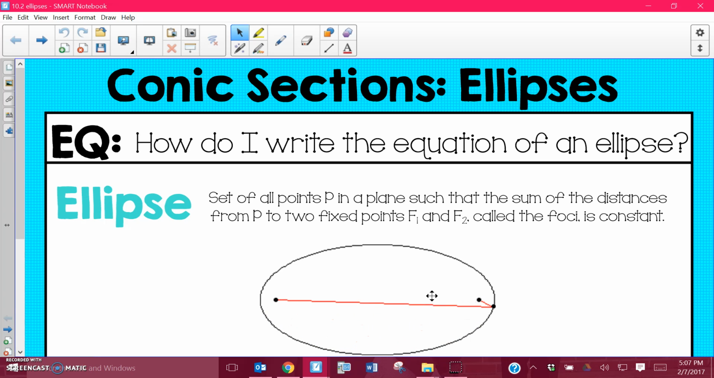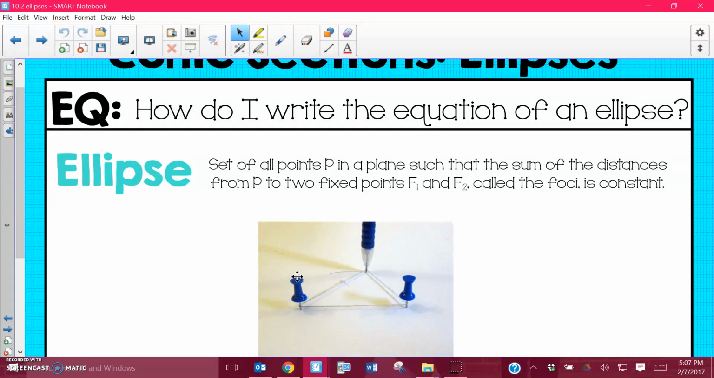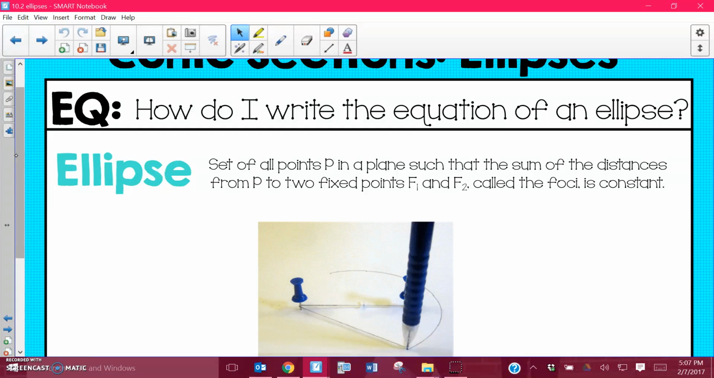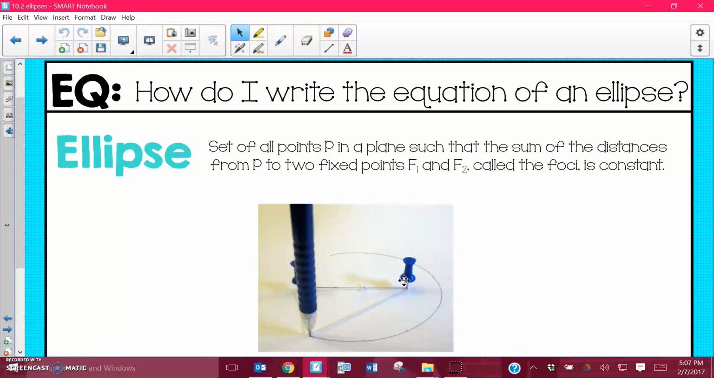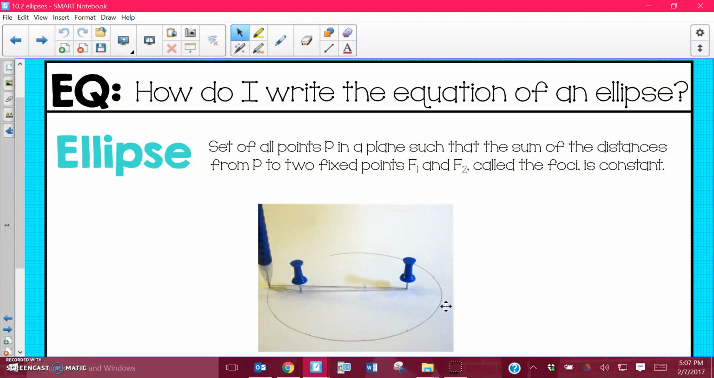So if you look at this little red line, it's technically the same length the entire time. And I think it's a little easier to see on this next one because the string isn't changing length. The string is the same length the whole time. We've just put two pins down. Those are our foci. Each one is a focus. And then we're just drawing that oval from it.